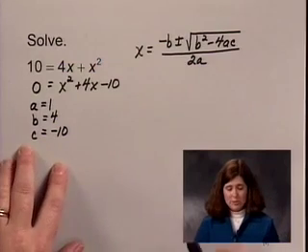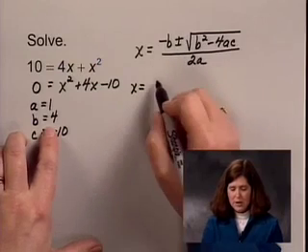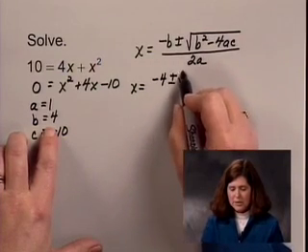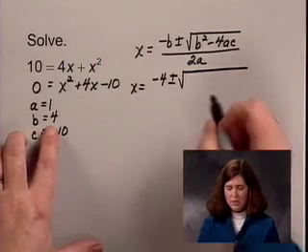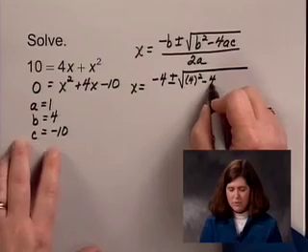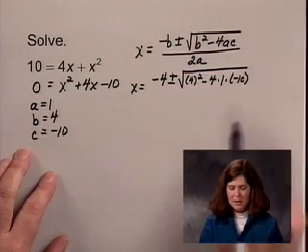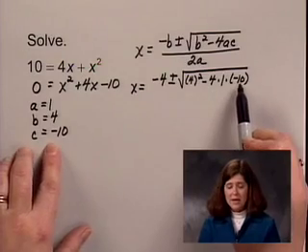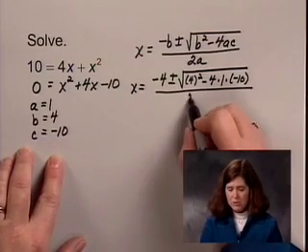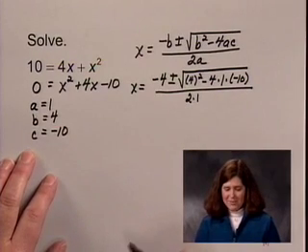I now substitute. I have x equals the opposite of b, which is the opposite of 4, plus or minus the square root of b squared, which would be 4 squared, minus 4 times 1 times negative 10. That's substituting 1 for a and negative 10 for c, all over 2 times a, or 2 times 1. And now what's left is simplifying.